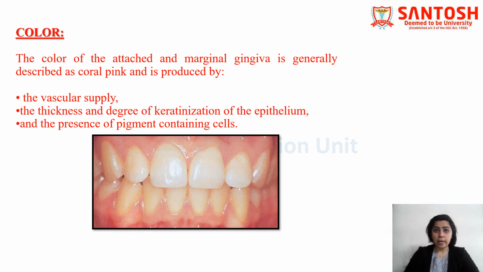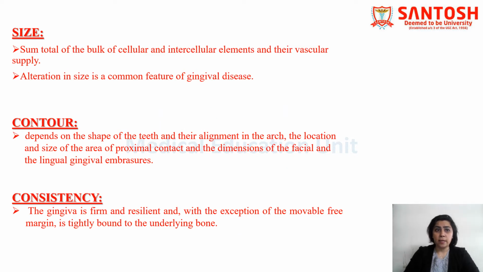The color of the attached or marginal gingiva is generally described as coral pink and is produced by factors like the vascular blood supply, the thickness and degree of keratinization of the epithelium, and the presence of pigment-containing cells. Size is the total sum of the bulk of the cellular and intercellular elements and their vascular supply. Alteration in the size is a common feature of gingival disease.